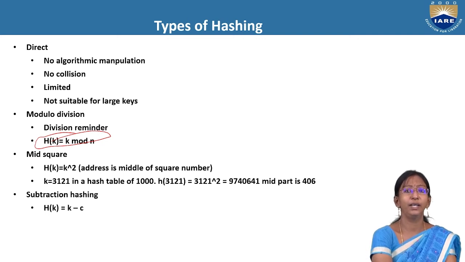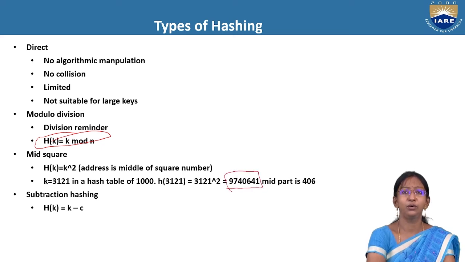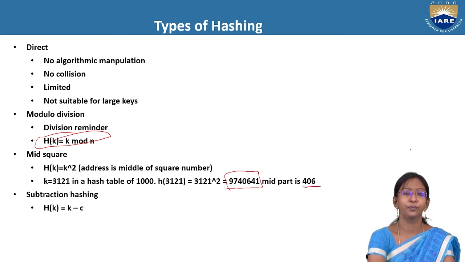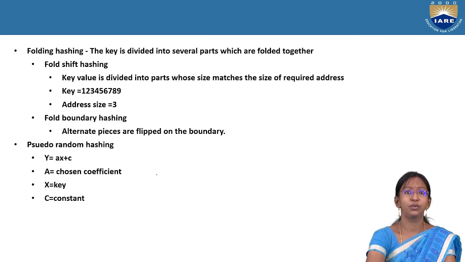Next is square and get the mid value. If 3121 is the value, square it, you will get 9740641. Take the mid of it, 406. Use it as a key. Or you can even subtract a constant. Subtracting you can use. Folding you can use.